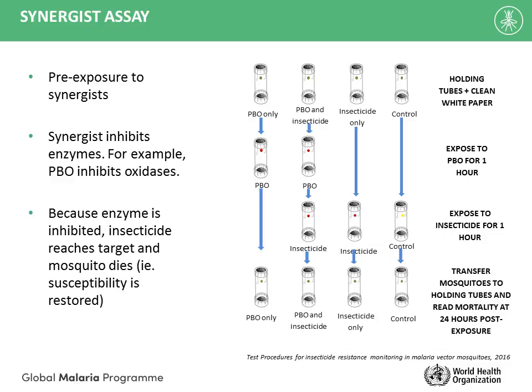Now we move to the other method included in this second edition of the test procedure, which is the synergist assay. The idea is to pre-expose mosquitoes to a synergist. For now, this method is only available for the synergist PBO. After this pre-exposure, mosquitoes are then exposed to the insecticide for 1 hour, and mortality is then measured after 24 hours.